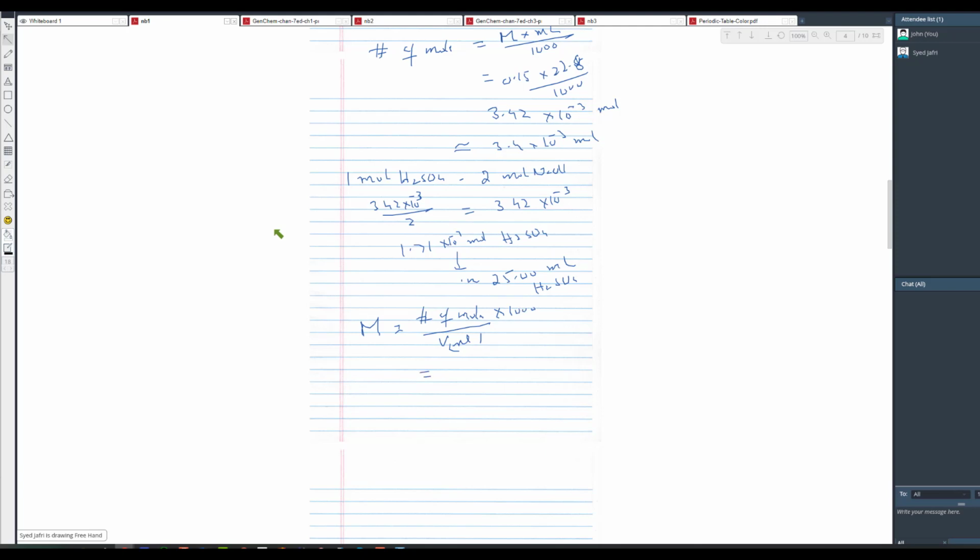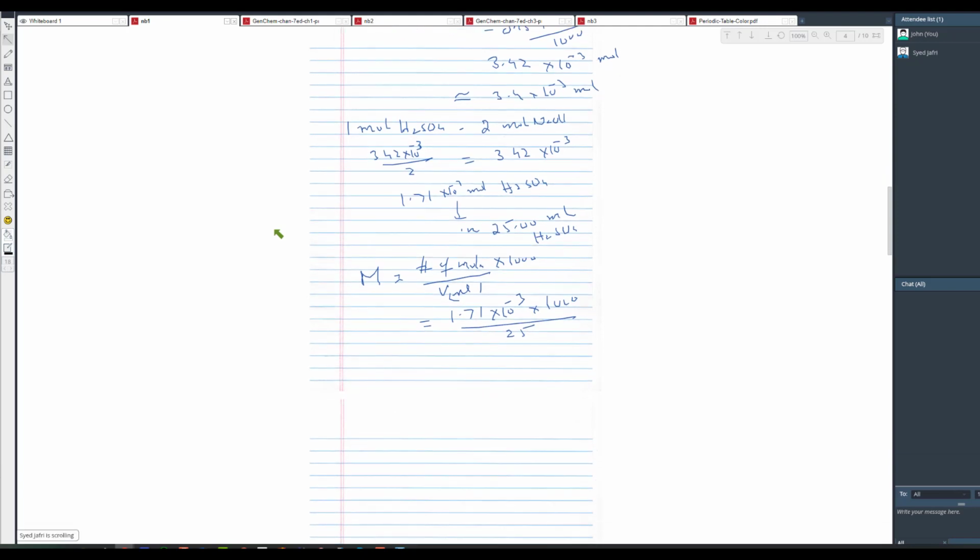Otherwise, change it into liters. So I'm putting 1.71 times 10 to the power minus 3, times 1000, divided by 25. And see what you will get. 0.06855. Because your molarity is given in only two significant figures, I can report it as 0.068 molar.